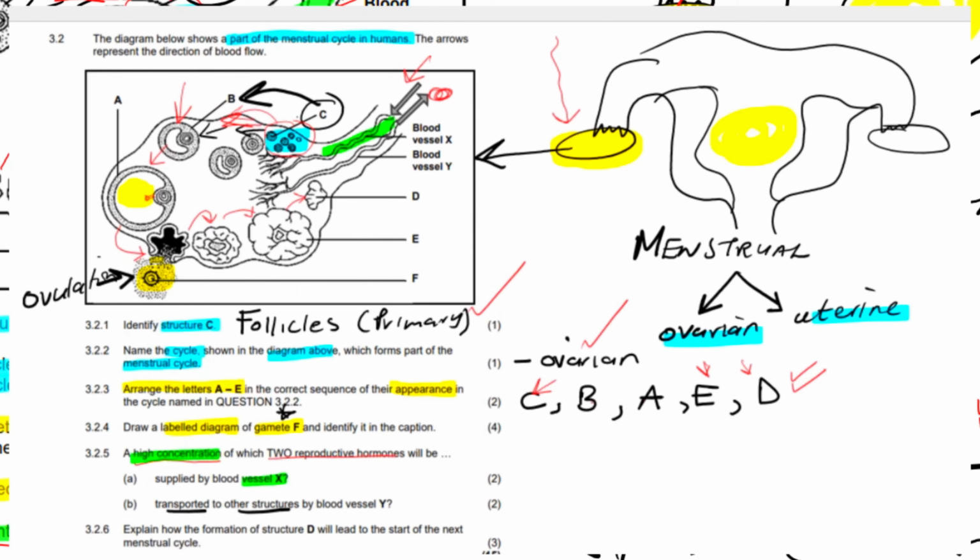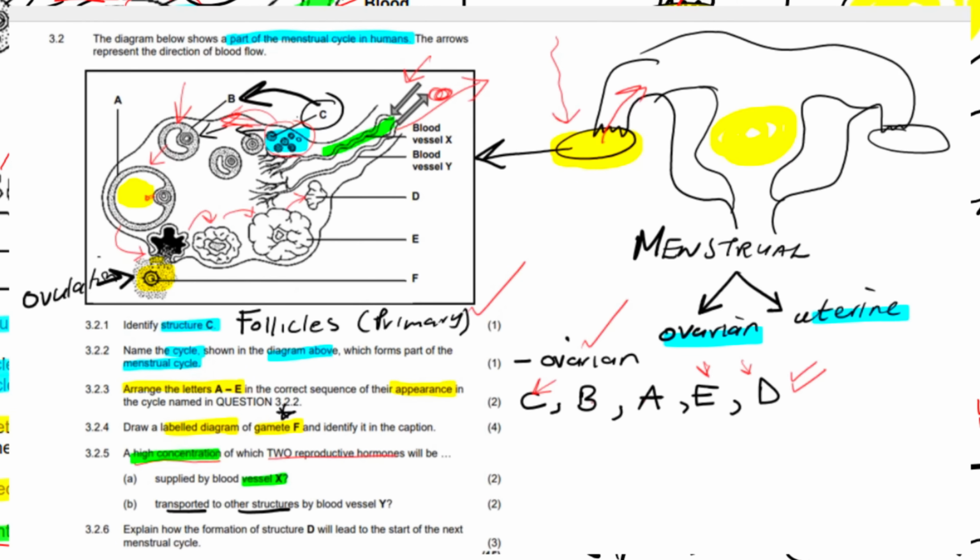So you can note here that blood vessel Y is transporting the hormones outside of the ovaries. They are moving away from the ovaries because of this arrow that indicates that something is leaving the ovaries. So now, which hormones actually leave the ovaries through the blood?